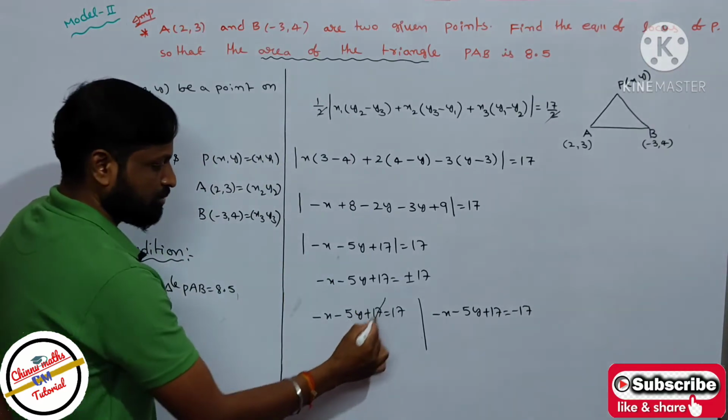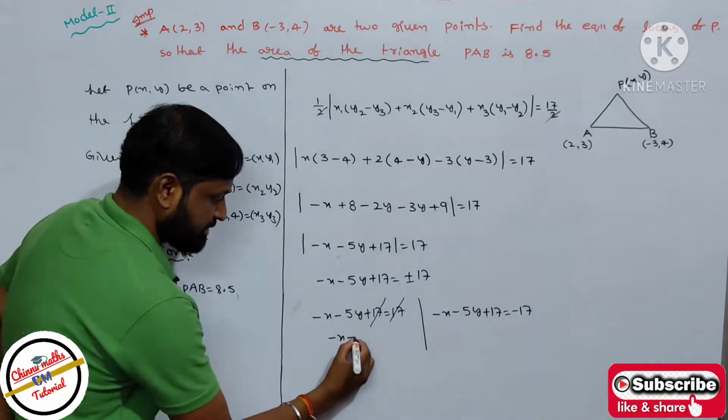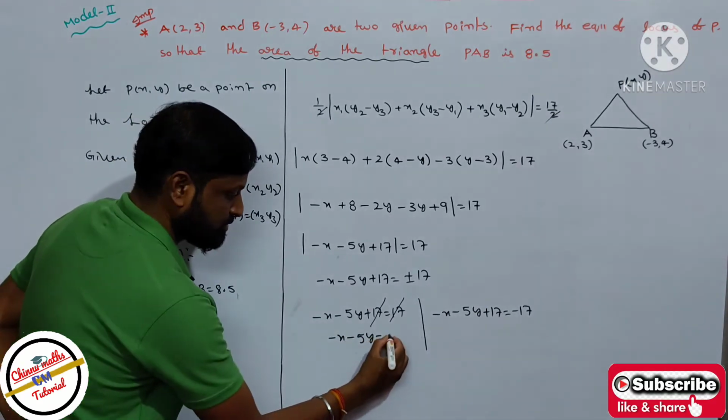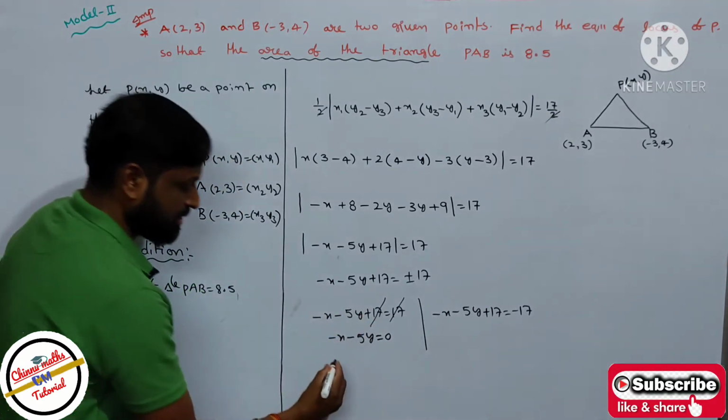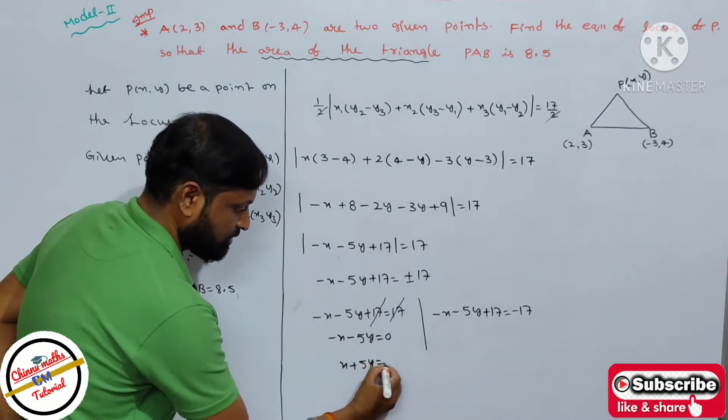Equal terms on both sides get cancelled: plus 17 and plus 17. What is remaining? Minus x minus 5y equals 0. Writing minus as the common factor, you can write x plus 5y equals 0.